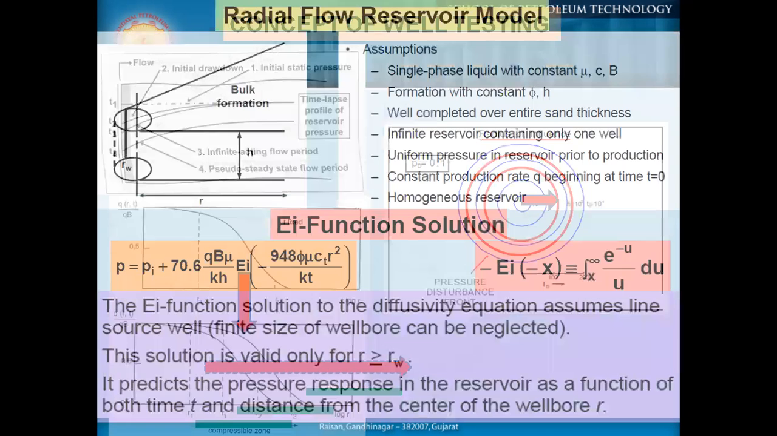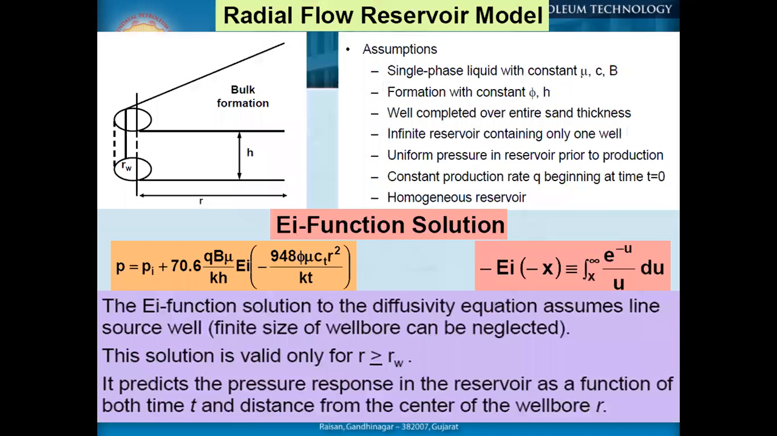Now if we go into the mathematics, the assumptions we discussed are: single phase liquid with constant mu, C and B; formation with constant porosity and H; well completed over the entire sand thickness; infinite reservoir containing only one well; uniform pressure in the reservoir prior to production; constant production rate Q beginning at time T0; and a homogeneous reservoir. This is what we assume for solving our solution.